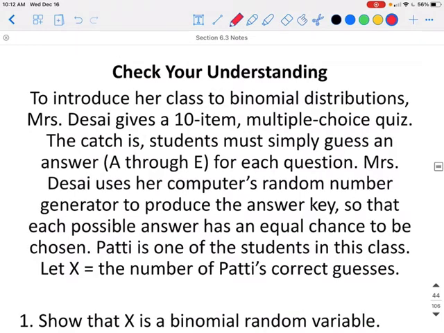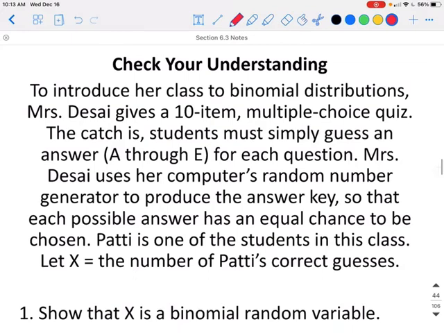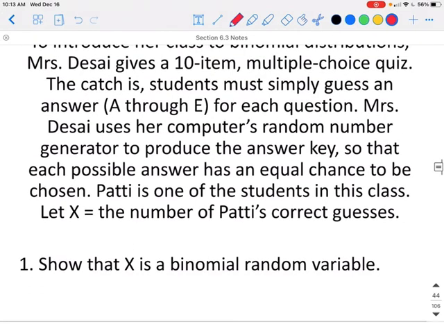So let's check our understanding. To introduce her class to binomial distributions, Mrs. Daisy gives a 10-item multiple choice quiz. The catch is students must simply guess an answer, A through E, for each question. The teacher uses the computer's random number generator to produce the answer key, so that each possible answer has an equal chance of being chosen. Patty is one of the students in this class. Let X equal the number of Patty's correct guesses. Show that X is a binomial random variable.